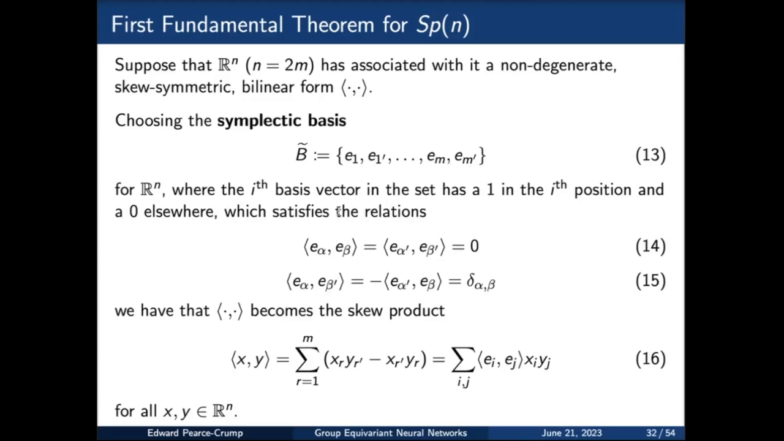And this basis satisfies some relations with respect to the skew symmetric form. Specifically, if you take two vectors that are both non-dashed or two vectors that are both dashed, and you take their skew product, you get a zero. But if you take one that's not dashed and dashed, and dashed and not dashed, you're going to get a plus or minus of a Kronecker delta, depending on the order. And you can show that this bilinear form becomes the skew product, where it looks like an inner product, but now we have this extra coefficient in front.